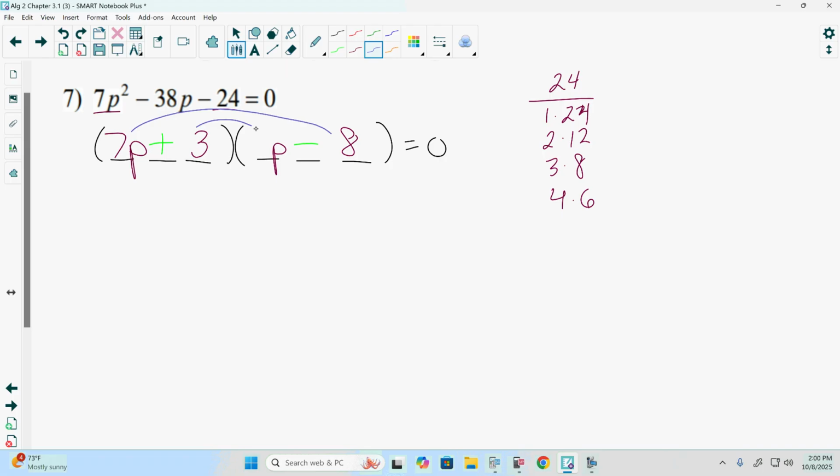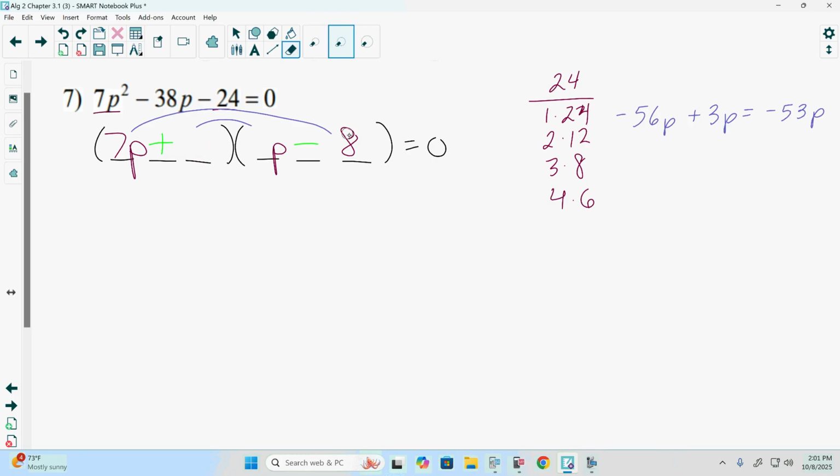Seven p times negative 8 is going to be negative 56p. 3 times p is going to be positive 3p. And negative 56p plus 3p is going to be negative 53p. Is that the middle term we wanted? No.